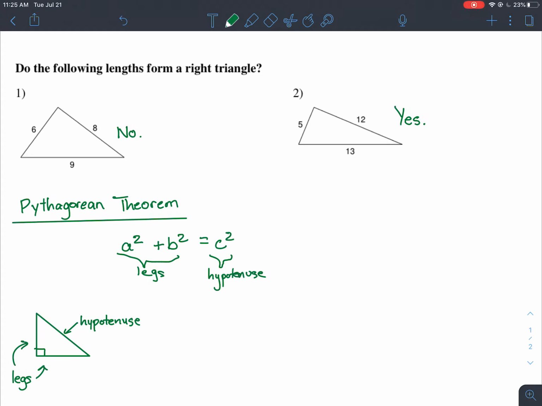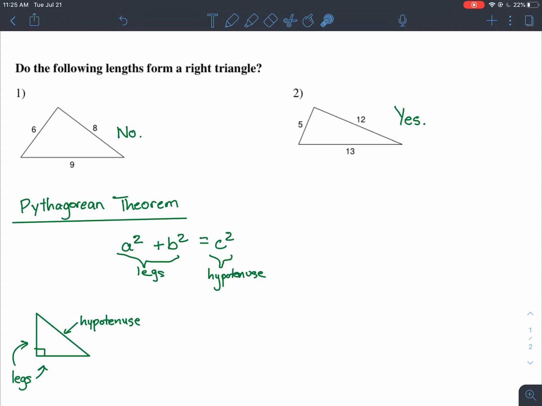So what we're really saying is that when you take the length of the legs, square them, add them together, and then take the hypotenuse and square it, the sum of the two legs squared and the hypotenuse squared should be equal to each other. Okay, there's a reason for that. We won't get into the proof now, but we can use this theorem to then figure out whether it forms a right triangle or not.